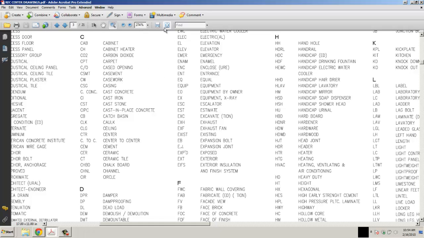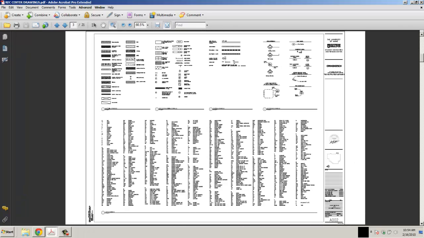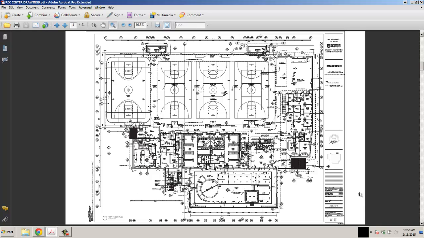So let's go to our next page. And this is where we're going to start getting into our floor plans. Here you can see the rec center. There's your swimming pool. Here's our locker rooms. These are the basketball courts, the floor hockey area, the weightlifting, the offices downstairs, your entrance area. So we can go down and look at some of this information. Let's start down here by the entrance.